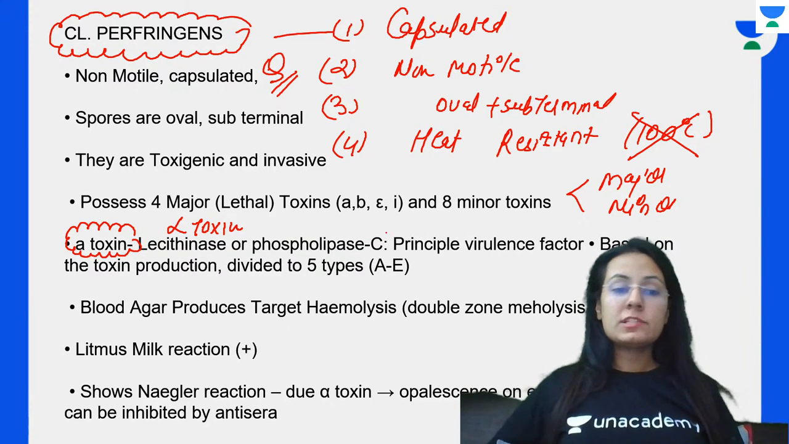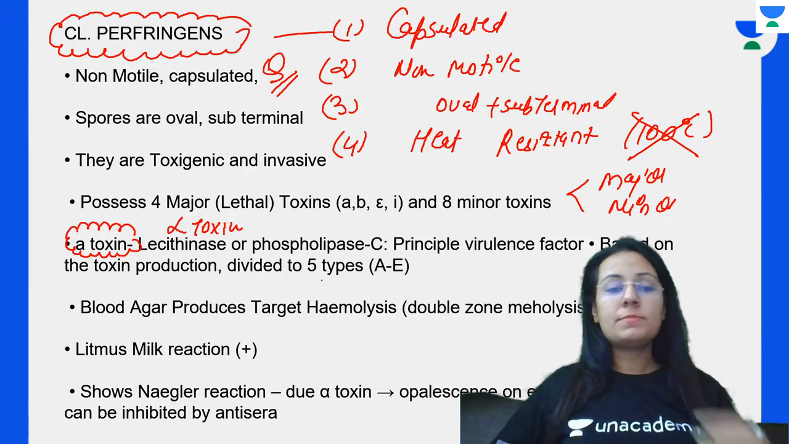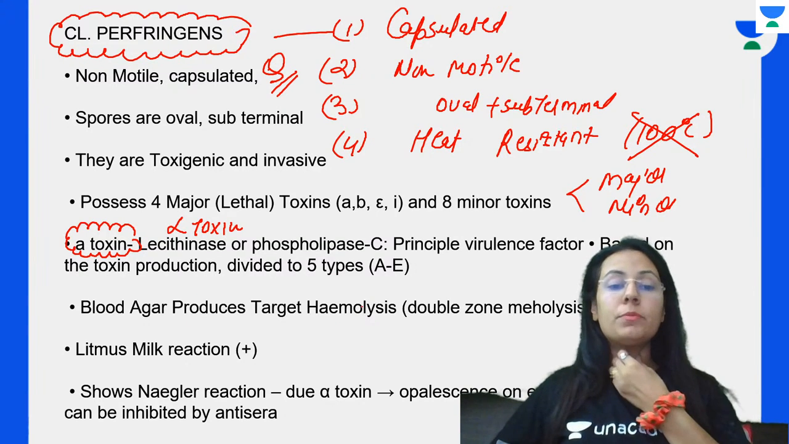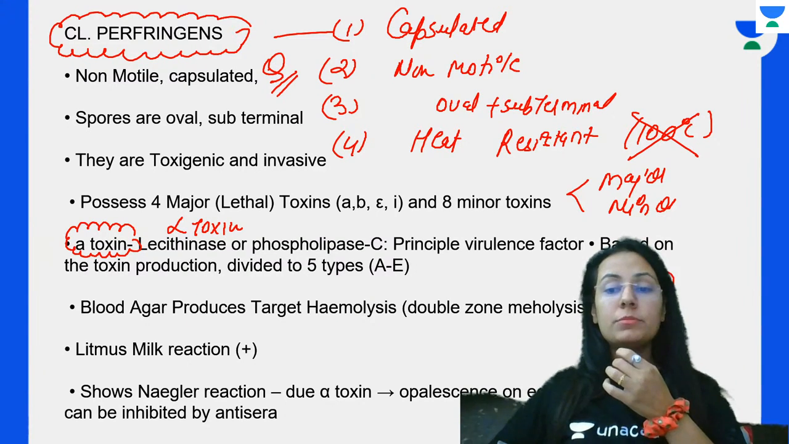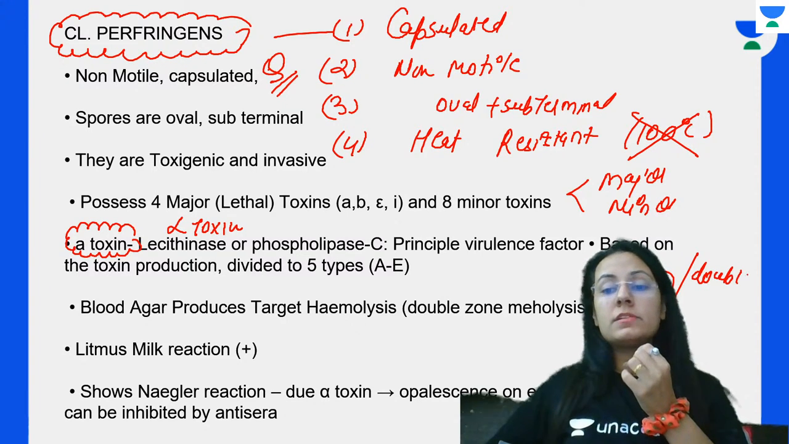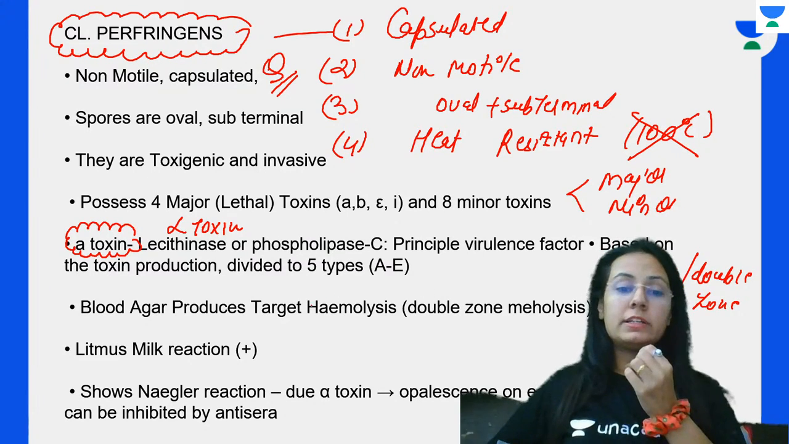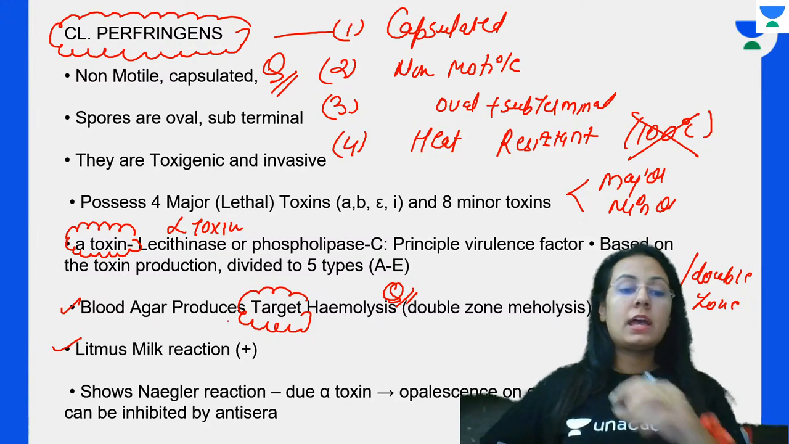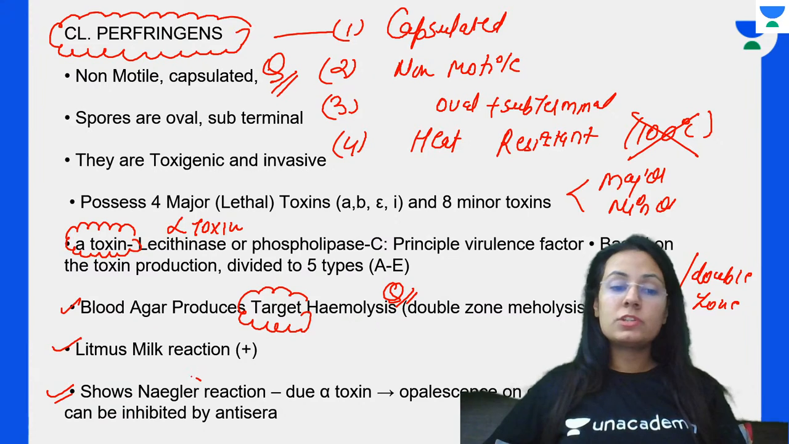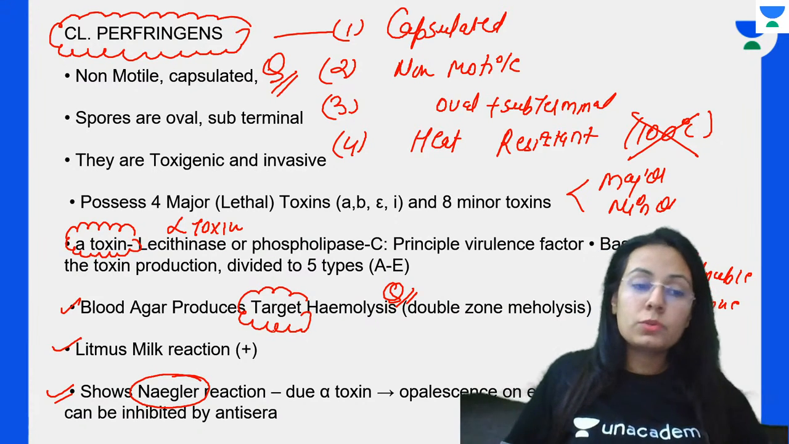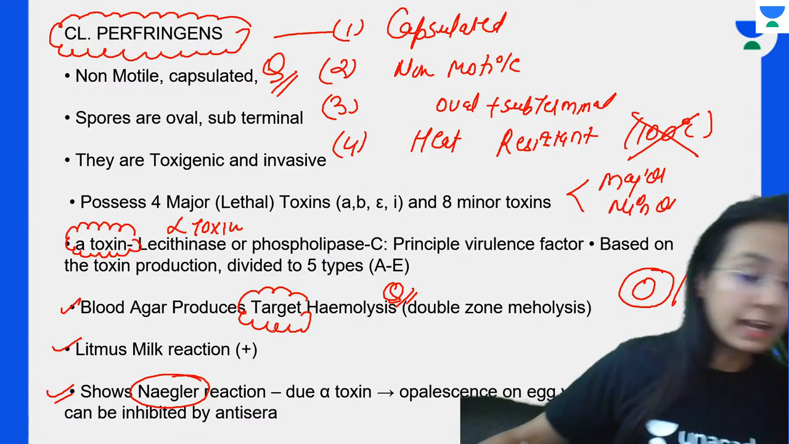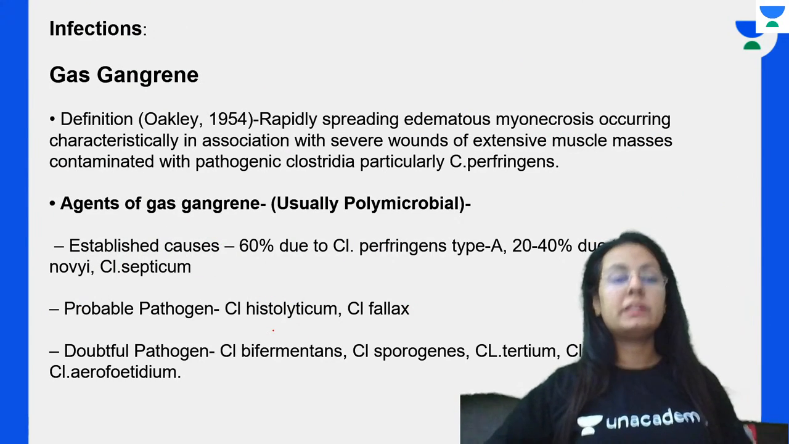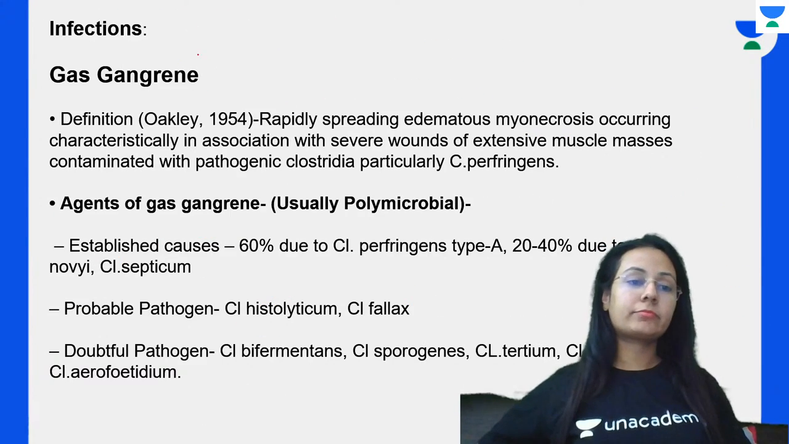Alright, on the basis of the toxin, they are further divided into five types, and on blood agar, very important, they produce target hemolysis or double zone of hemolysis. Very, very important that they show the target hemolysis. On litmus milk, they show the stormy appearance. Next, very important, they show the Naegeler's reaction, that is due to the lecithinase activity or the alpha toxin on the egg yolk media containing lecithin.